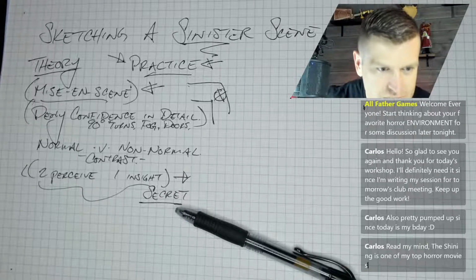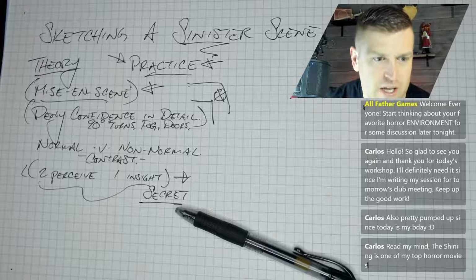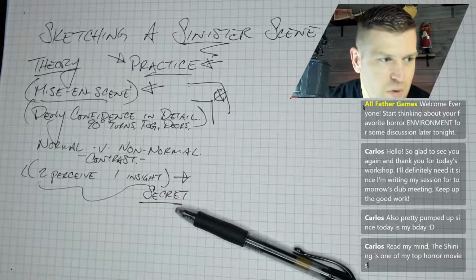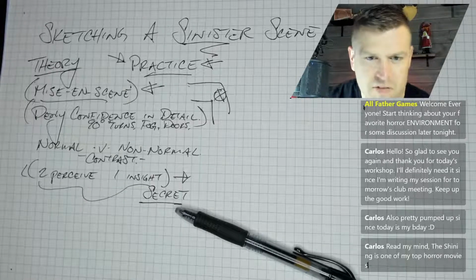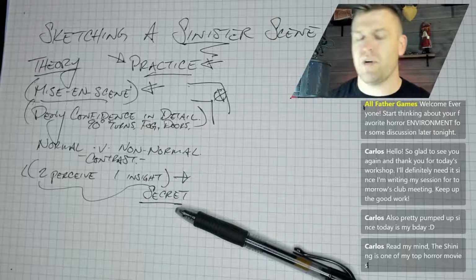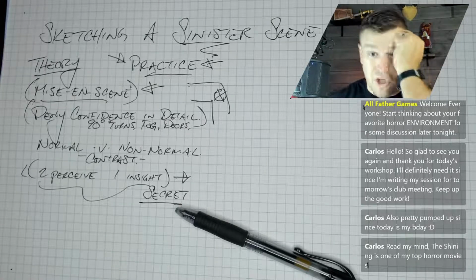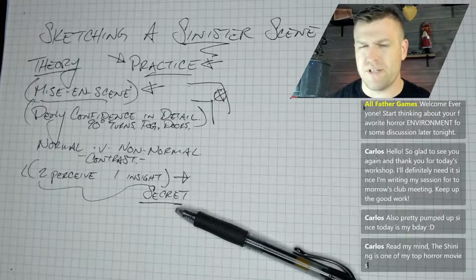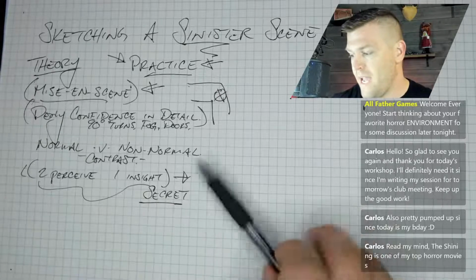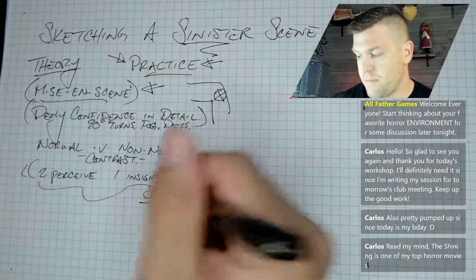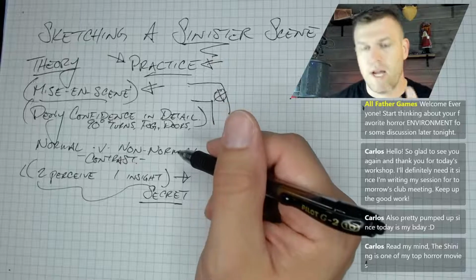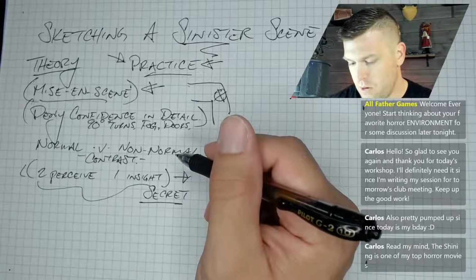So Carlos says The Shining really stands out as a top horror movie, right? And I think just for the sake of ease and because I was already thinking about it, I'm going to use examples from Jurassic Park to portray how we can use this practically in creating our scene, right?